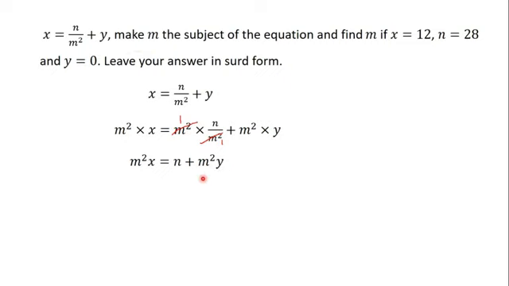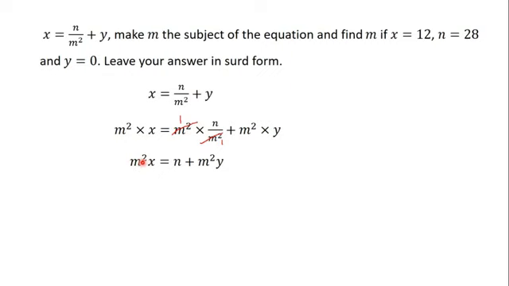We want to make m the subject. Now, if you want to make m the subject, what do we do? We make sure that all the terms containing m are on one side of the equation. The terms containing m are m squared x and m squared y. So we make sure that they are on one side of the equation. So we group them to one side of the equation.